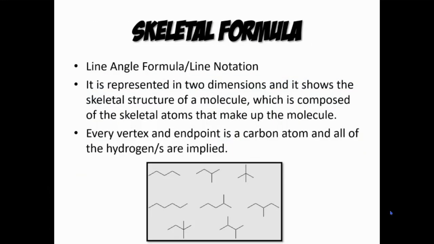Ito yung sinasabi ko kanina na skeletal formula, or in some other references, tinatawag siyang line angle formula or line notation. It is represented in 2 dimensions, and it shows the skeletal structure ng molecule, which is composed of the skeletal atoms that make up the molecule. Every vertex and endpoint is a carbon atom, and all of the hydrogens are implied in this structure. So, bawat endpoints dyan, 1, 2, 3, 4, 5. Ito yung isang example ng pentane. Na-spoil ko na kayo dun sa example later on.